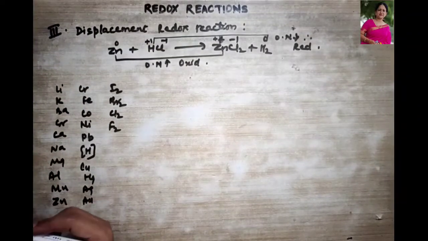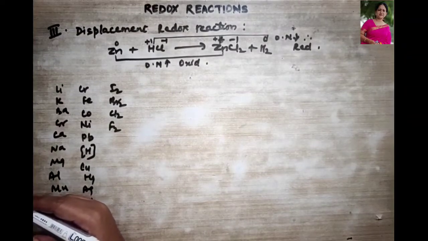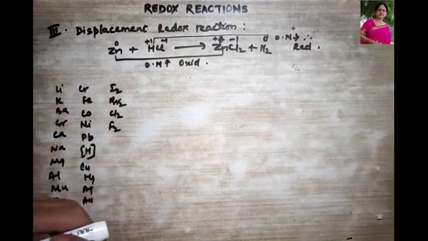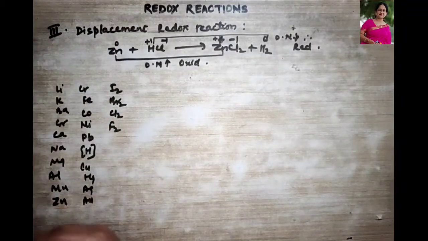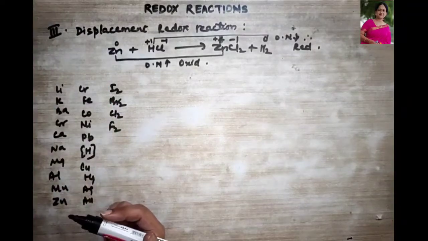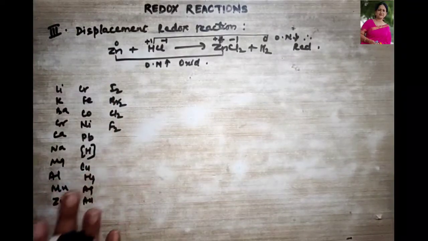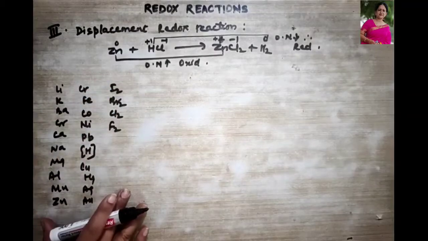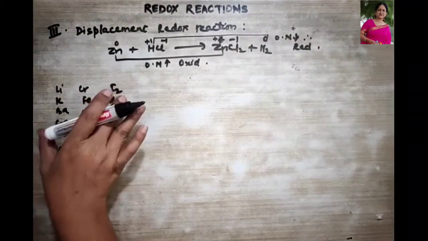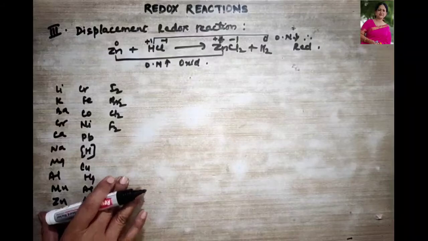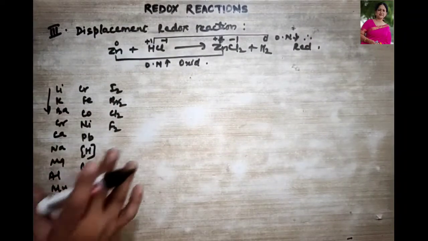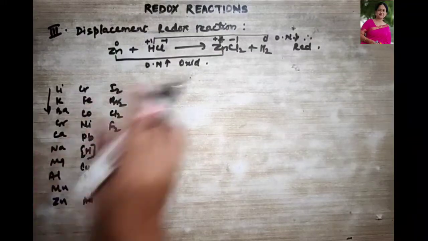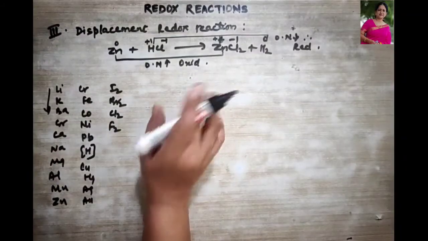So we can say it has the tendency to get reduced. Which ones? The lower elements have the tendency to get reduced, not the higher elements. In other words, higher elements reduce the lower elements, but lower elements cannot reduce the higher elements. So reduction potential increases as we go down, or we can also say that the tendency to get reduced also increases as we move downwards.